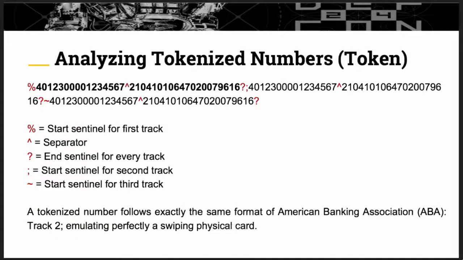So let's start analyzing tokenized numbers. Basically, when you're going to make a payment, Samsung Pay is going to create 3 tracks. It's like when you swipe your card. But this time, all the tracks have the same values. Why? Basically, because it doesn't matter which track the terminal is going to detect. If it detects any one, the transaction can go through.